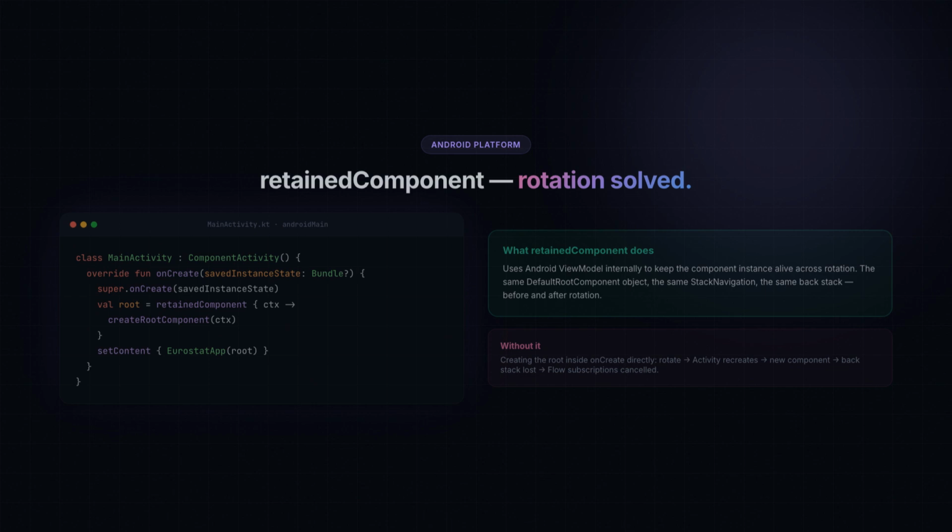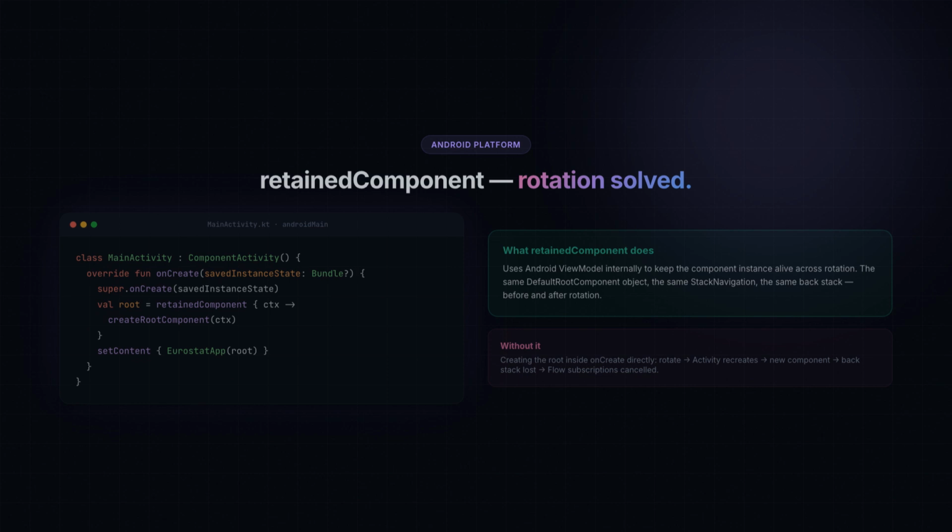Open MainActivity.kt in composeApp androidMain. 4 lines. Override onCreate. Call retainedComponent, passing a lambda that receives a component context and calls createRootComponent. Then call setContent with EurostatApp, passing the root component.